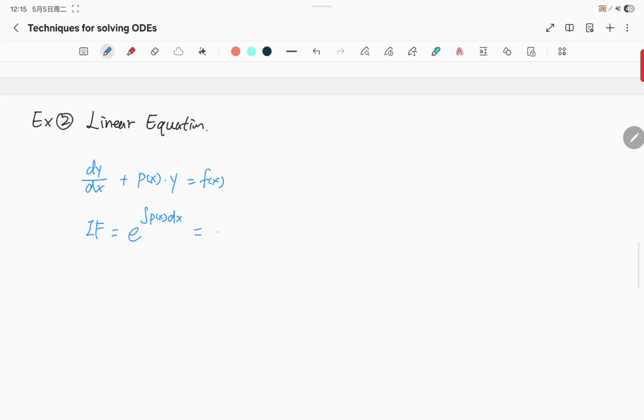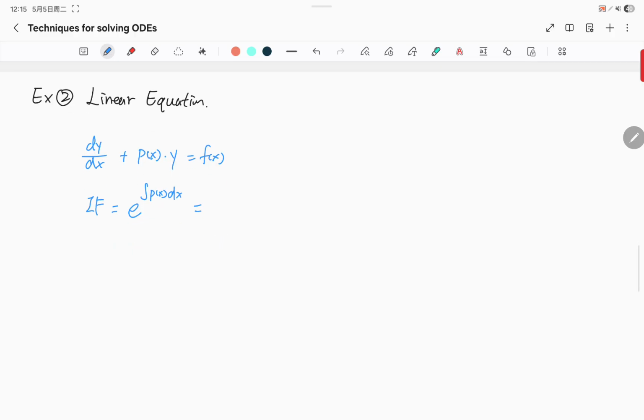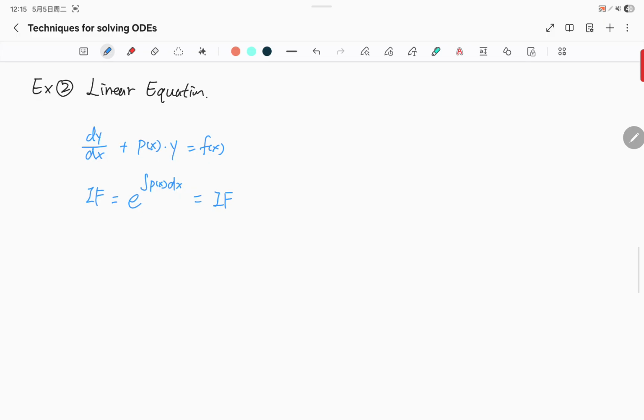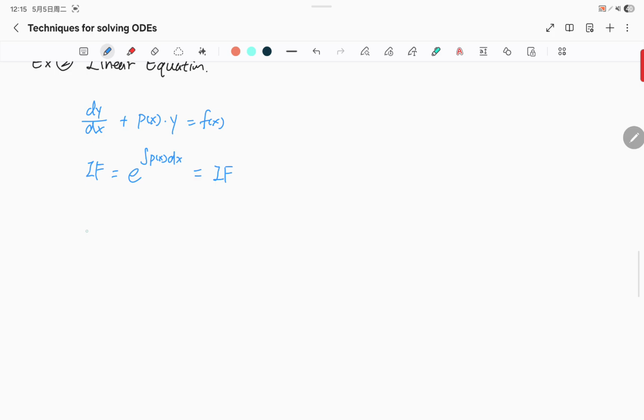So whatever we get here, let's just call it IF. It could be a number, could be x, could be something else, whatever we have. Once we've got this, we can plug it into the template equation. We're going to call that the template equation, which looks like this: d of integrating factor times y is equal to the same integrating factor times f of x dx.